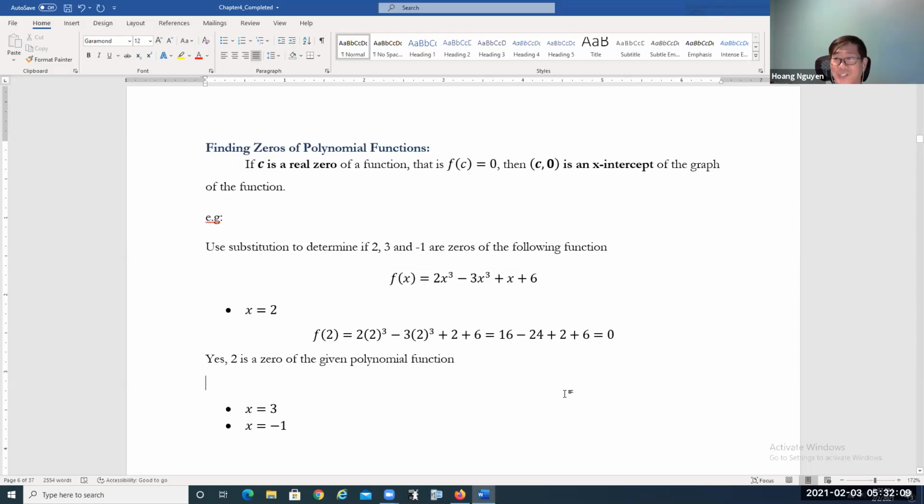Okay, that's how you show your work here. Just do the calculation, or evaluate f of c. And if f of c is equal to 0, then c is a zero of that polynomial function.